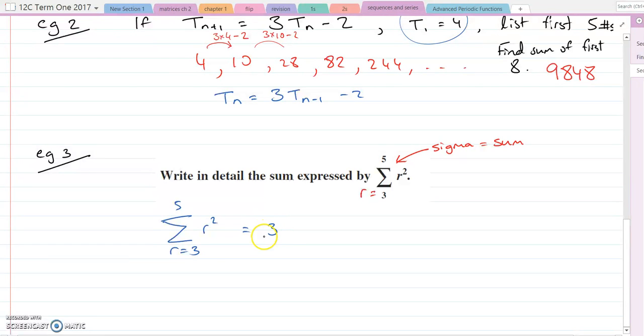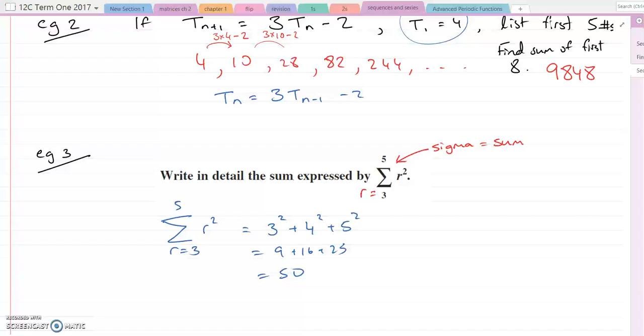So if r is 3, then r squared is 3 squared. And I'm doing a sum, so the next number is 4, so I'm going to do 4 squared, and then I'm going to stop at 5. Which is 50. 9 plus 16 plus 25 equals 50.